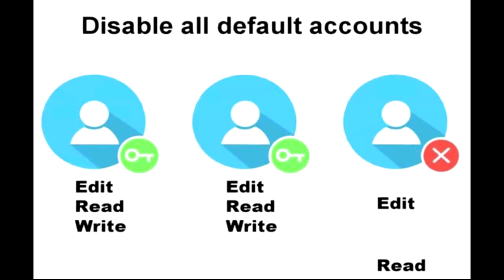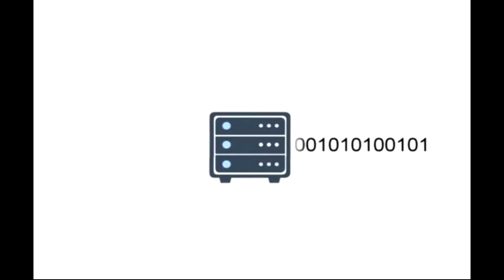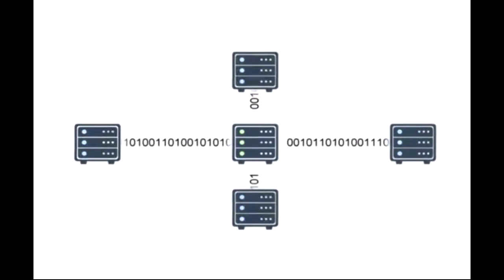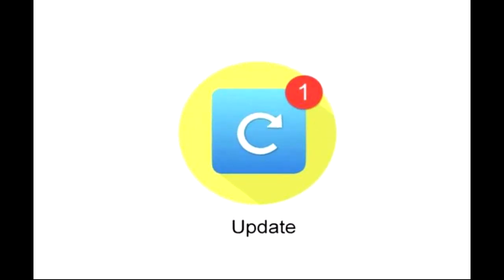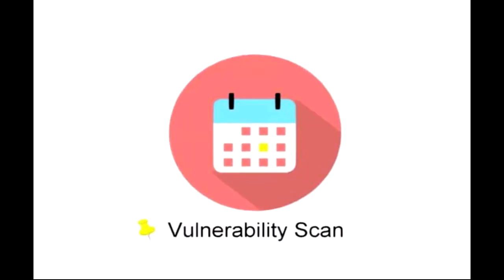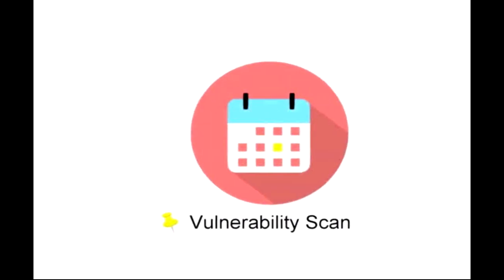Disable all default accounts. Enable logging of security events. Where possible, send your audit logs to a central logging server. Ensure you don't log sensitive data, such as credit card data. Monitor for the latest security vulnerabilities and apply security patches after testing these. Perform regular reviews manually as well as using vulnerability scanning tools. Automatic scanning should be done at least monthly.